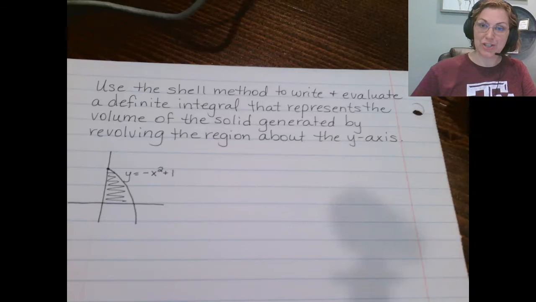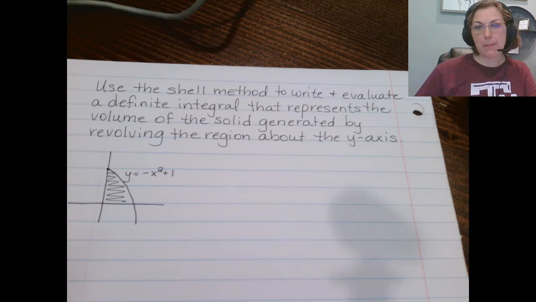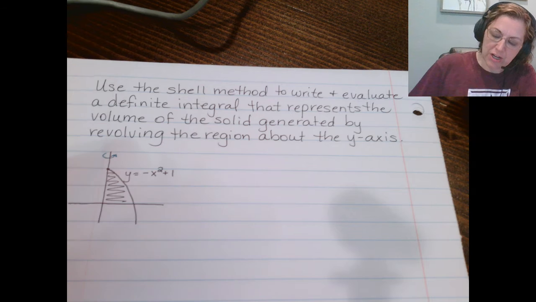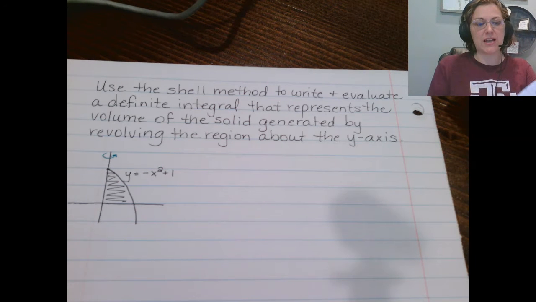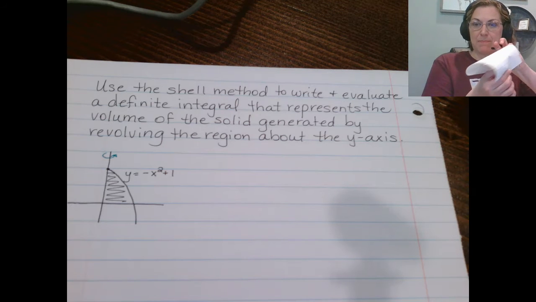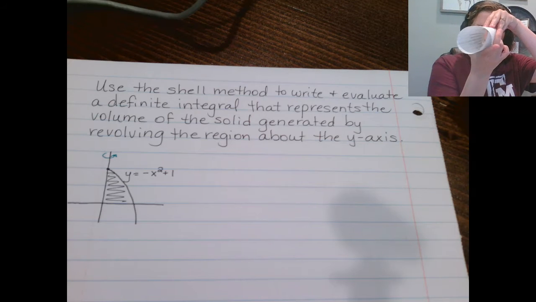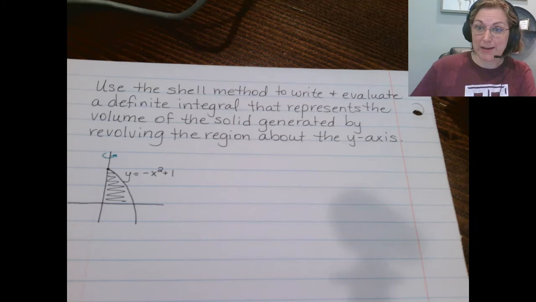Use the shell method to write and evaluate a definite integral when we take this region and revolve it about the y-axis. Something to keep in mind with the shell method is that we are putting these paper thin shells. I like to think of it as taking a piece of paper and rolling it up, right? And that's what we're putting in our region. Now, to do that, we need a radius and a height.